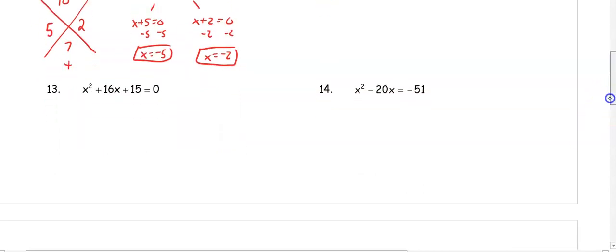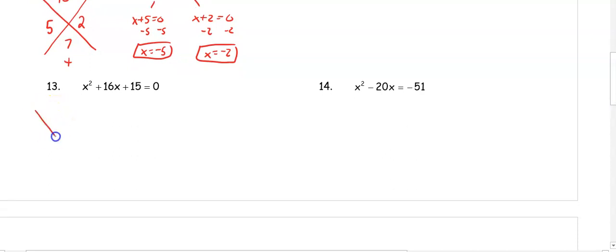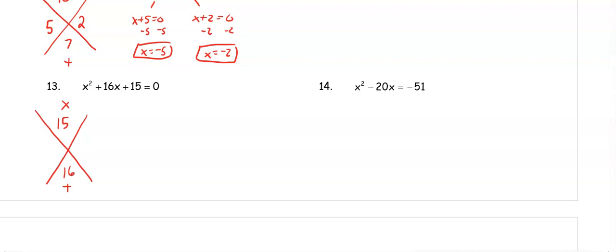In number 13, it's already set equal to 0, so we want 2 numbers that multiply to 15 and add to 16. So we want 2 positive numbers. So 3 and 5 are 2 numbers that multiply to 15, but those don't add to 16. So we need a different combination. That combination would be 15 and 1.